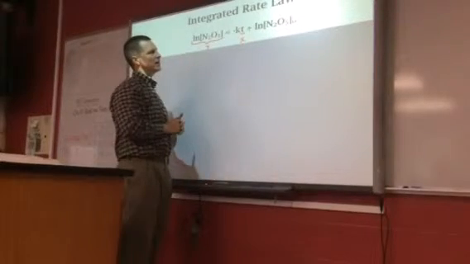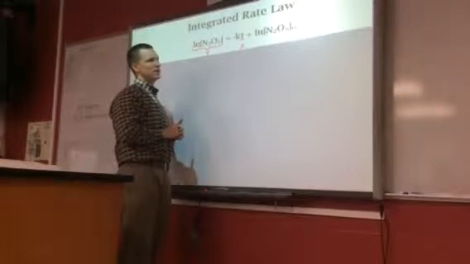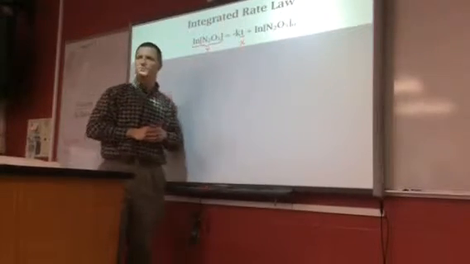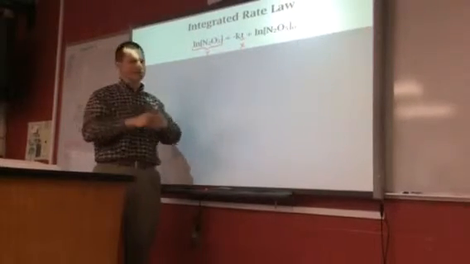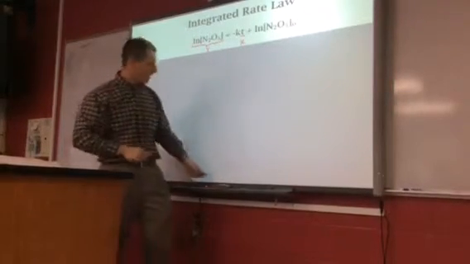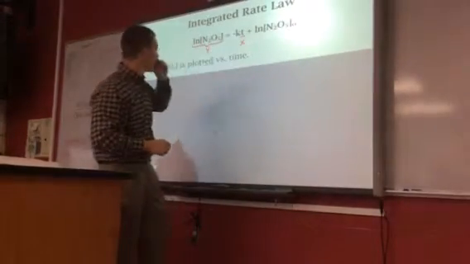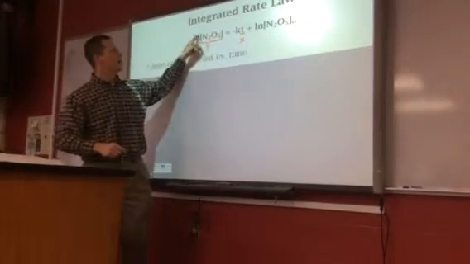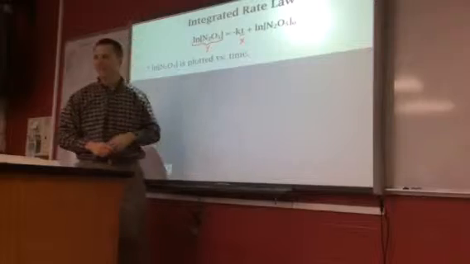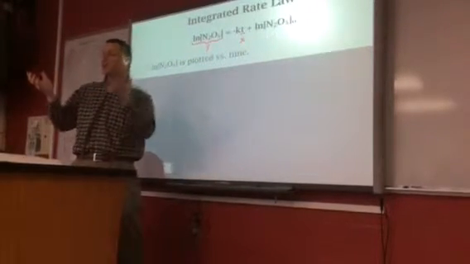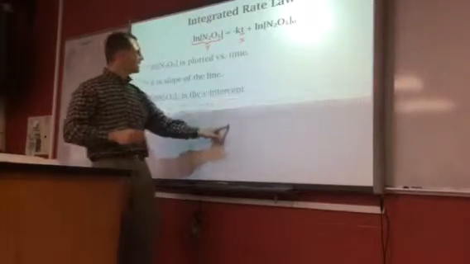This gives us a linear equation with a slope equal to negative k. Now k is always going to be positive, so negative k is going to make a negative slope. And so if we plotted this versus time, that's on the y-axis, that's on the x-axis, that would give us some information about the rate of this reaction. And that looks like this.